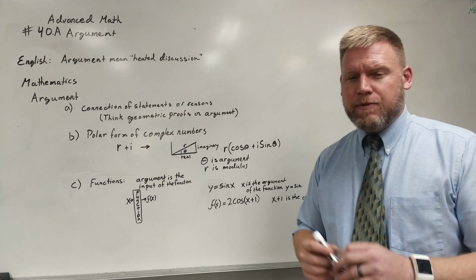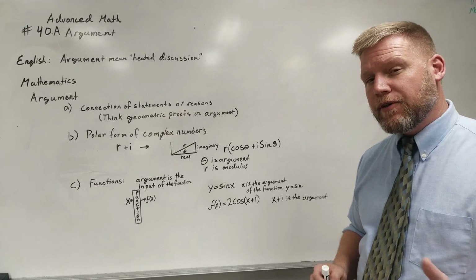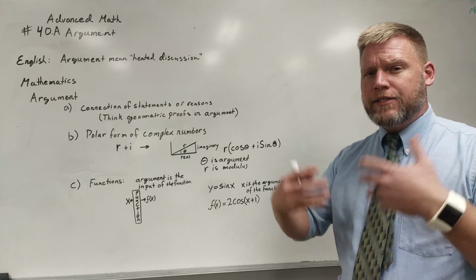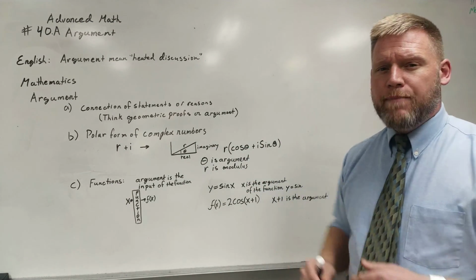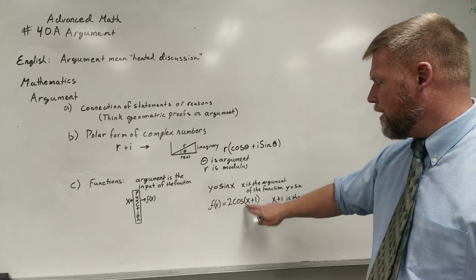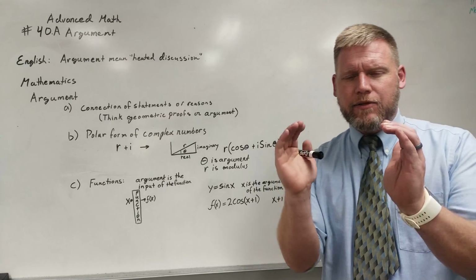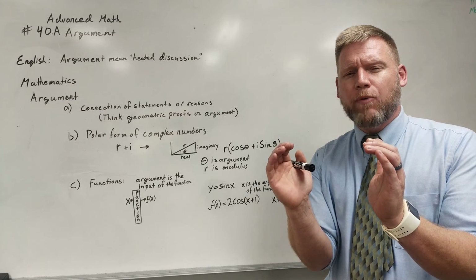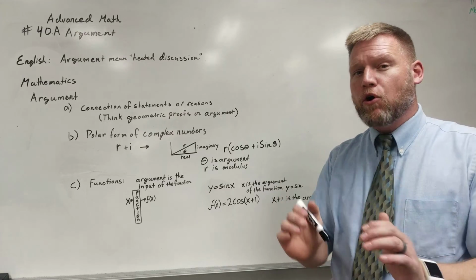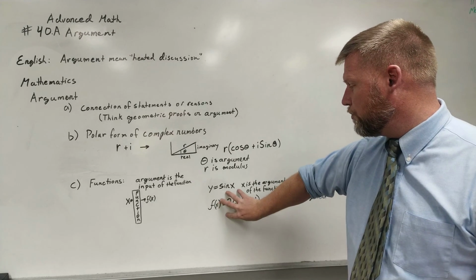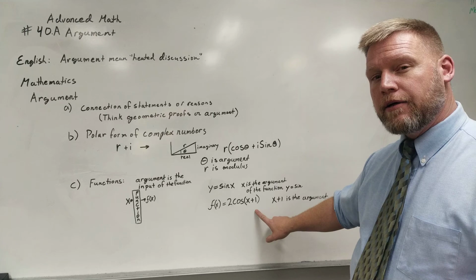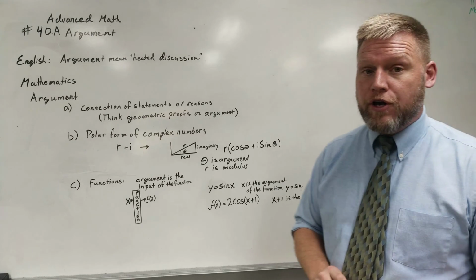Mathematicians and different math books write it differently, but for our text and as an understood method of writing this, anytime I use parentheses like this that encase my variable, I'm going to call that whole thing my argument. This is the function 2 cosine. The x plus 1 would be the argument for this.